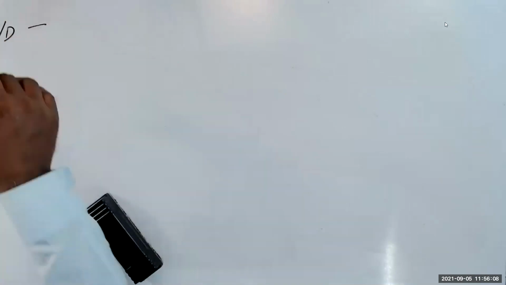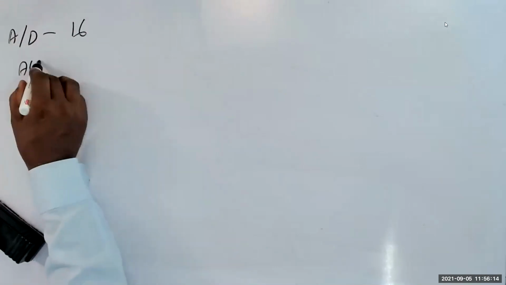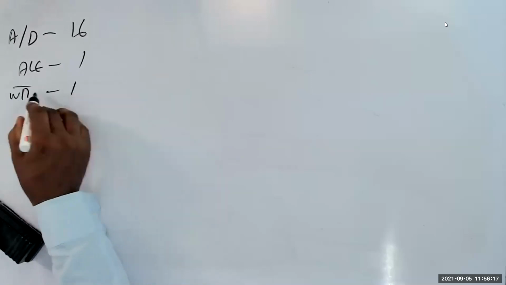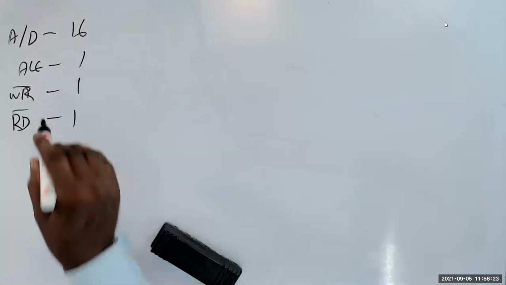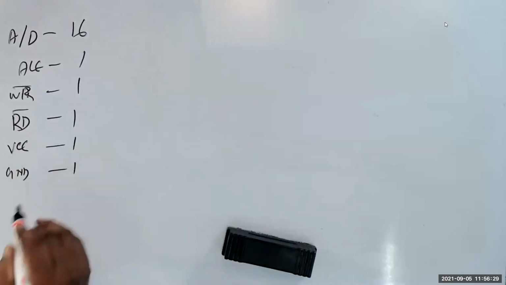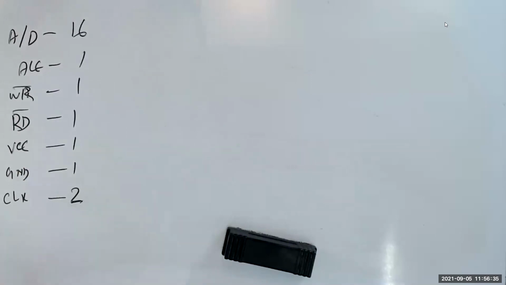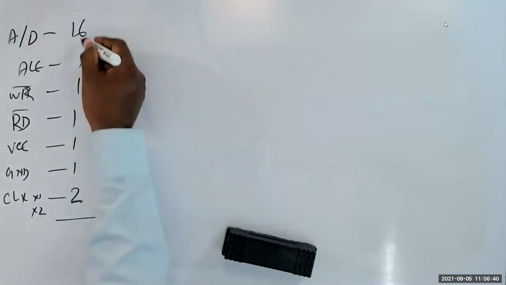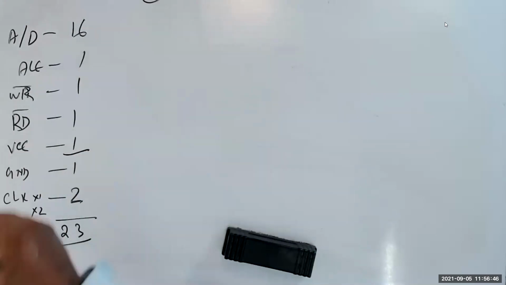Sorry, I've written here: address, data (16 pins), ALE 1 pin, write bar 1 pin, read bar 1 pin. So you got 19 pins, and supply VCC and ground, clock 2 pins, because you can connect the crystal also. That's why we call them X1, X2. Totally how many pins? 16 plus 4, 20, 23 pins. Left out is 17 pins.